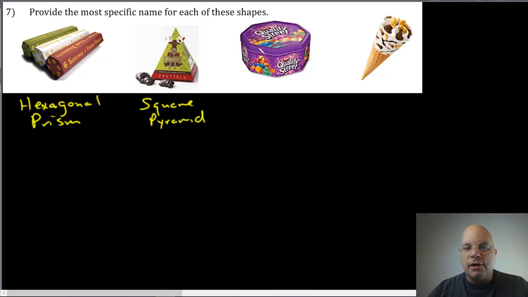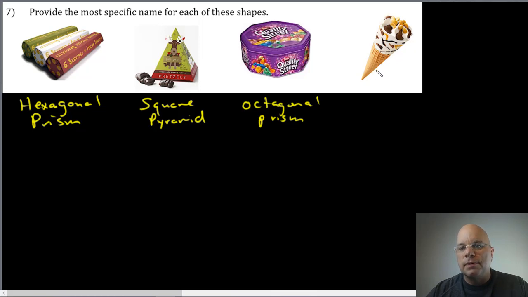This cookie container is a prism because the top and the bottom are parallel and congruent bases. There are two bases. In the pyramid here we only had one base, one square base. The main difference between a pyramid and a prism is pyramids have one base, prisms have two bases. So we have two parallel congruent bases here. They're octagons, so this is an octagonal prism.